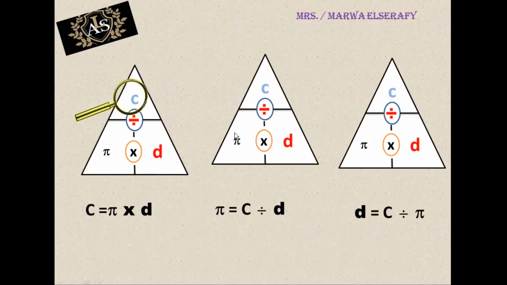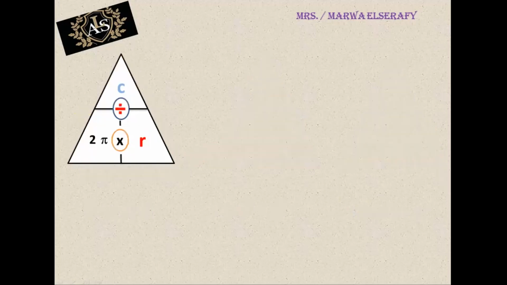But if I want pi, it will be equal what? Start from the top of the triangle. If you want pi, it will be equal C divided by d. Circumference divided by diameter. If you want the diameter, it will be equal what? It will be equal circumference divided by pi, and you will use your calculator.